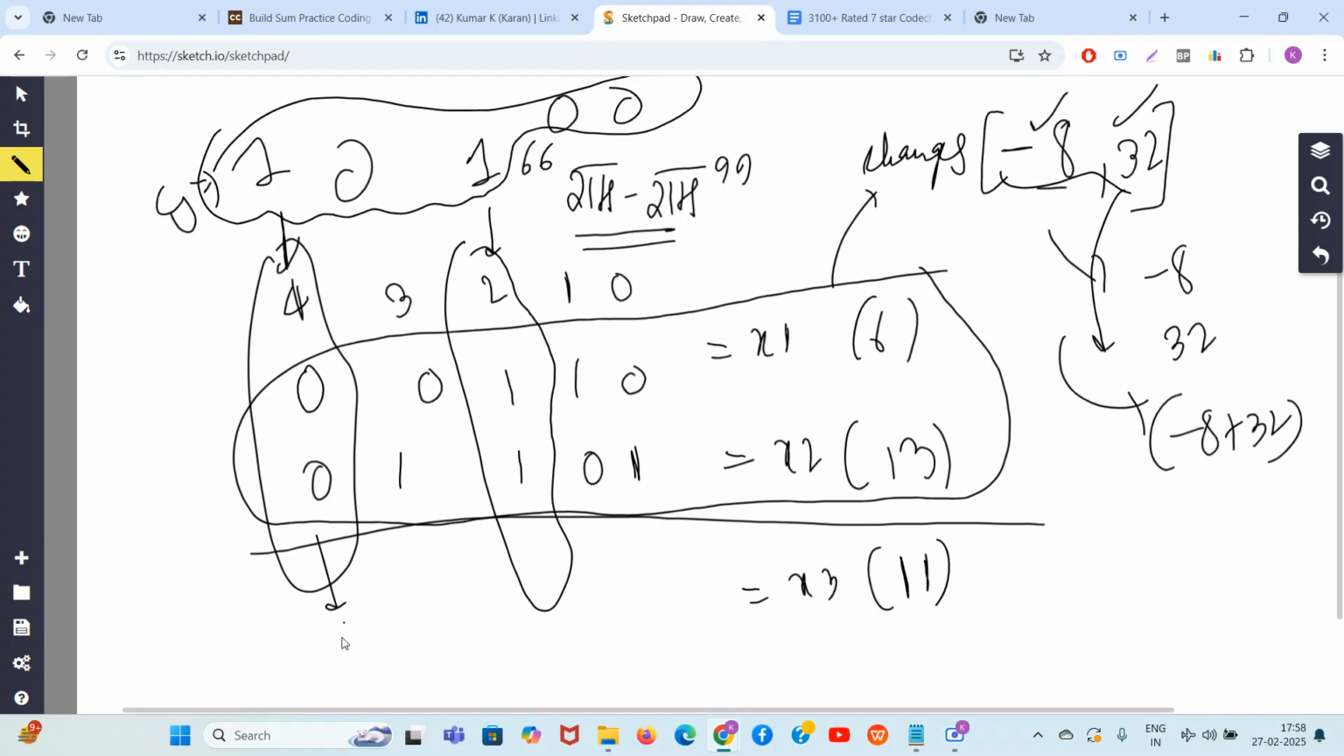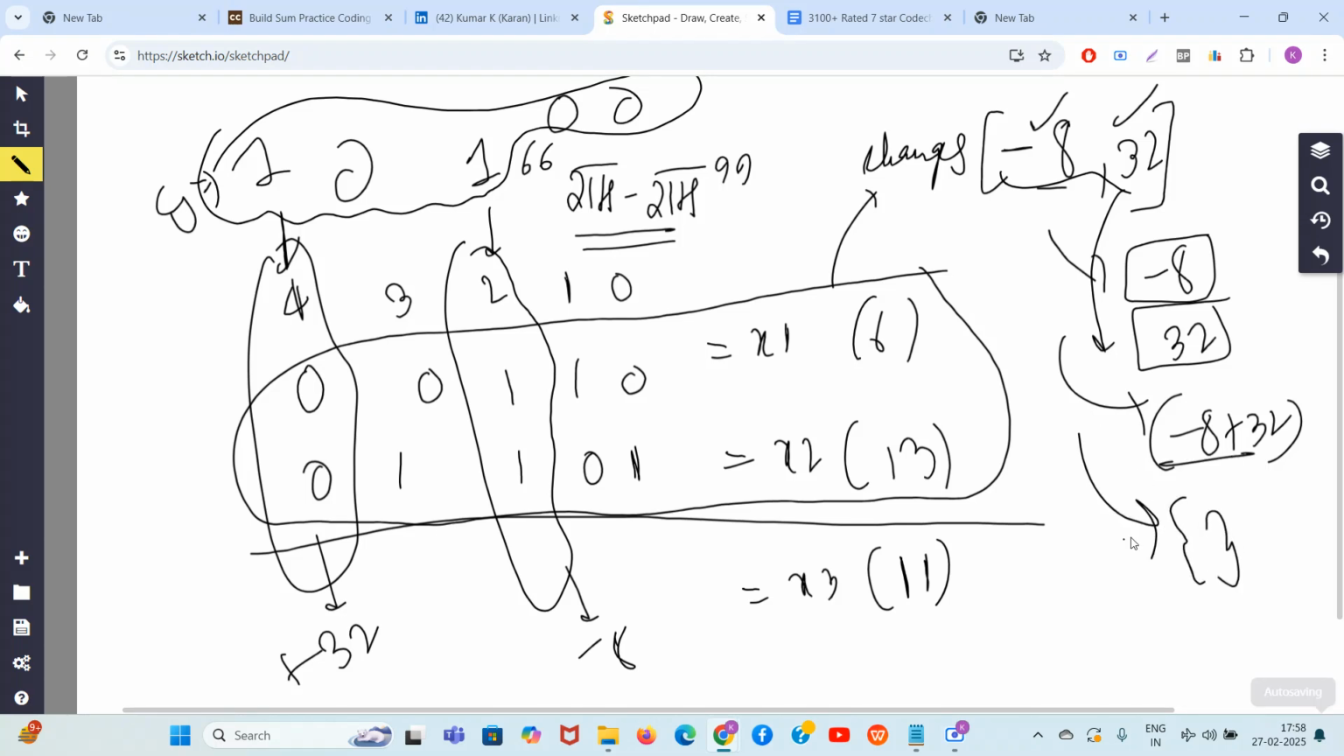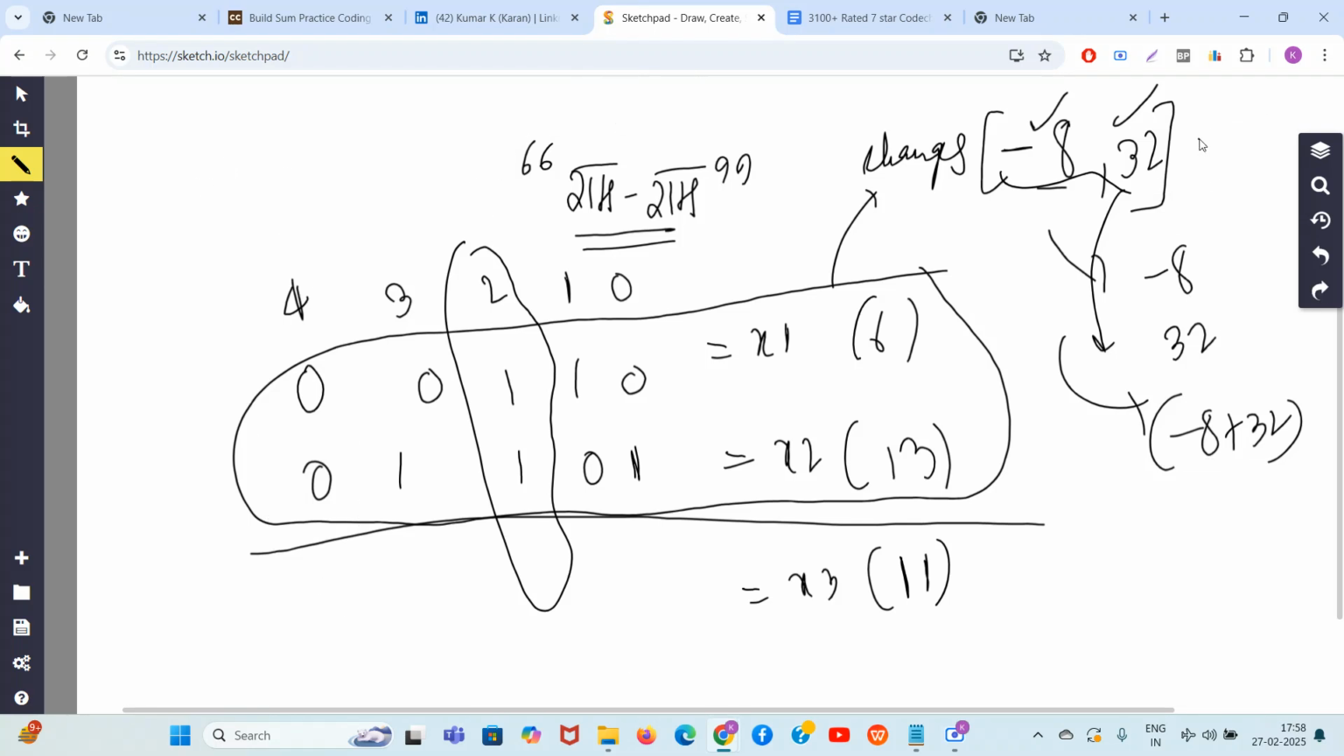In this case, this will gain plus 32 and this will gain -8. So either I can get a -8 or I can get 32 or I can get -8 plus 32 or I can get the empty subset. Do no change. So total 4 subsets are possible, 2 raised to 2. So if this change array size is 30, it can be 2 raised to 30 subsets possible. So in the general case, you will try all subsets.